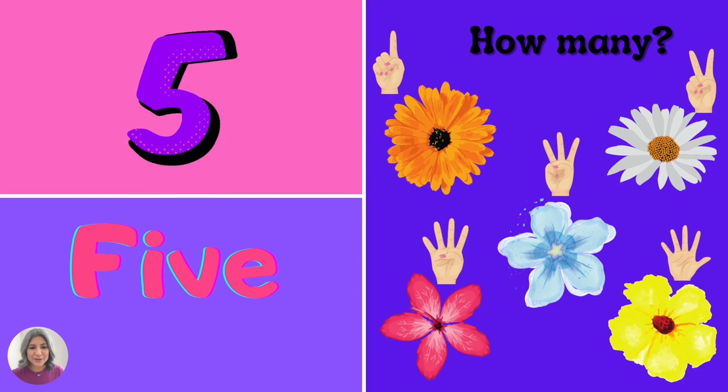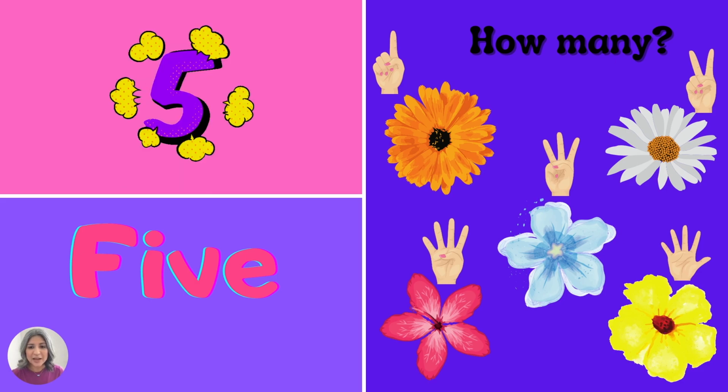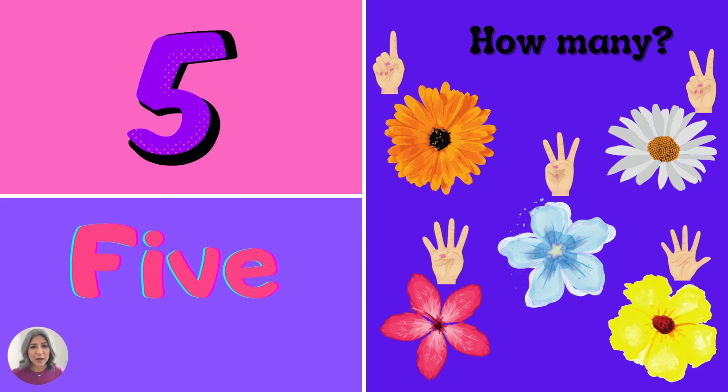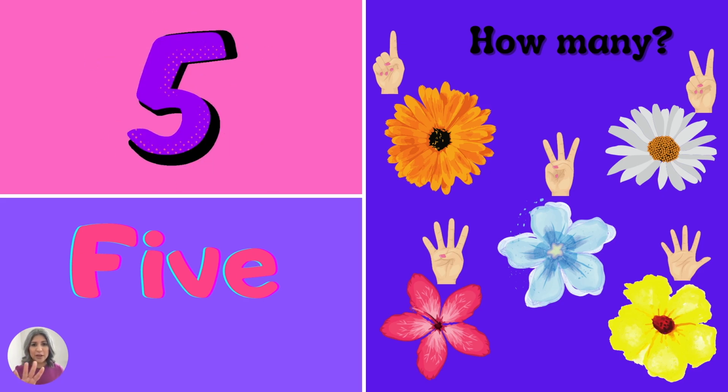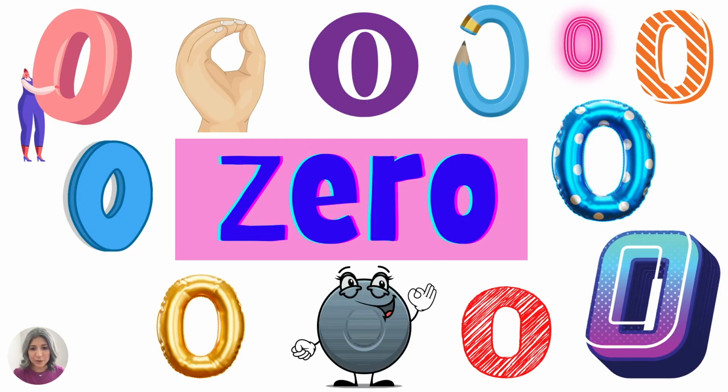5 is spelled F-I-V-E. Now let's look at our flowers. Let's count how many flowers we have. 1, 2, 3, 4, 5. We have 5 flowers. Now let's go back to the number 0.